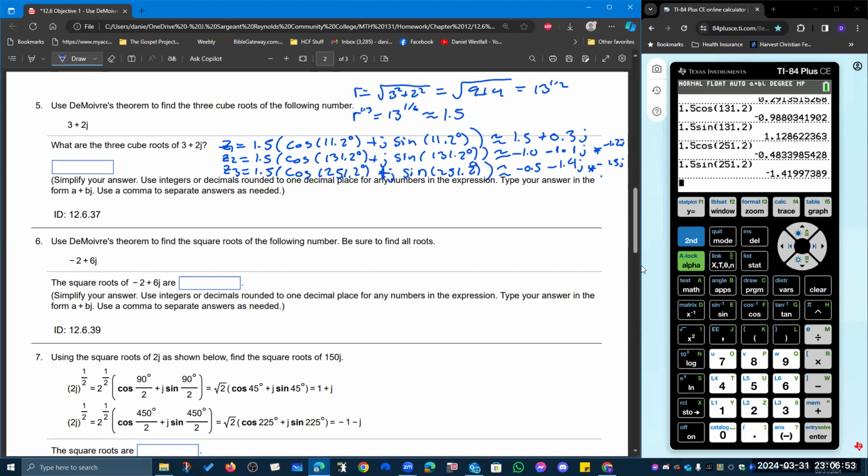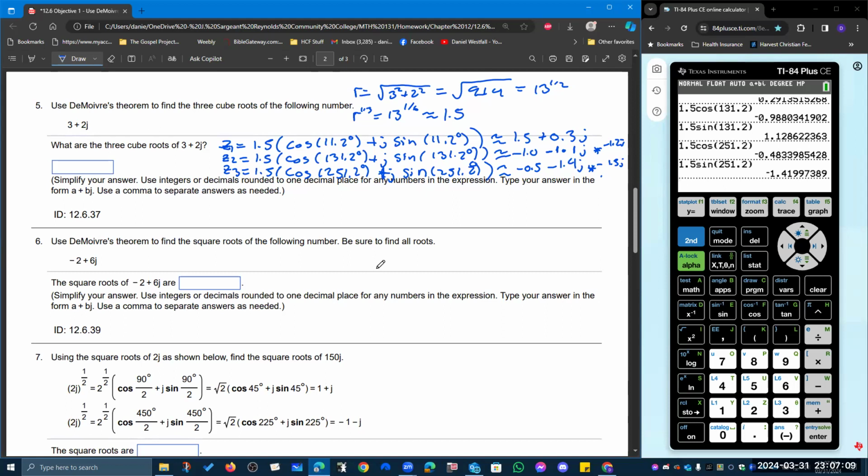Just go ahead, and if you get an answer like I did and it doesn't accept it, try going a tenth up or down, see if it's just a rounding thing.